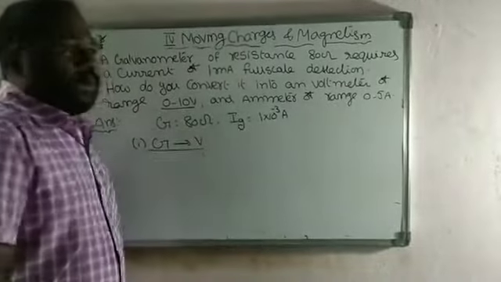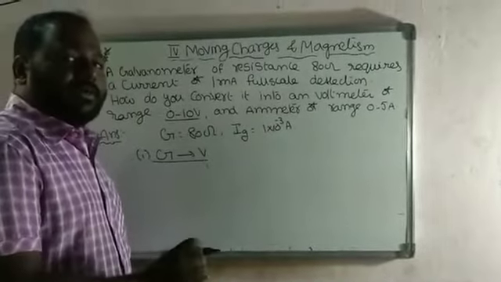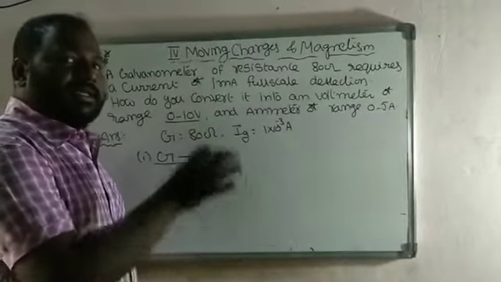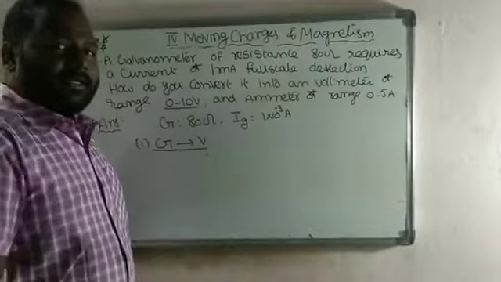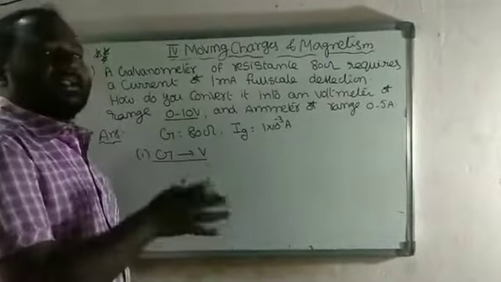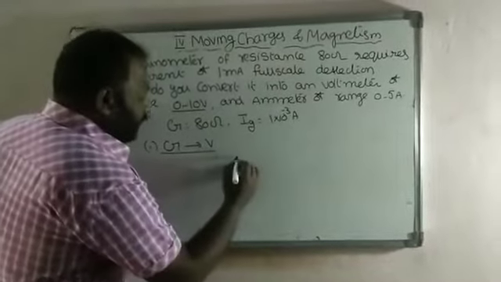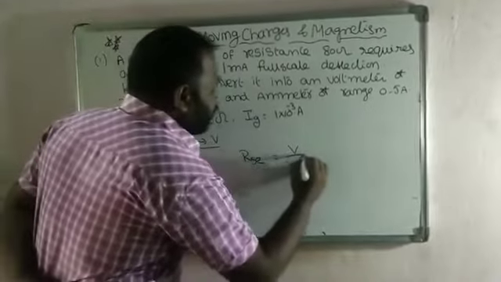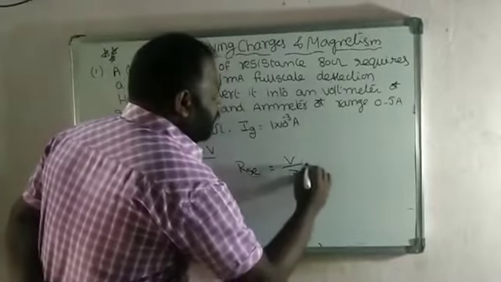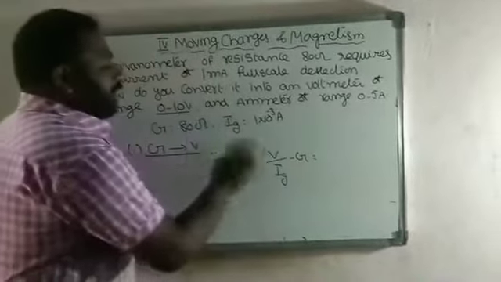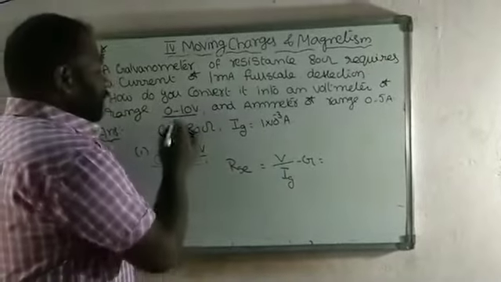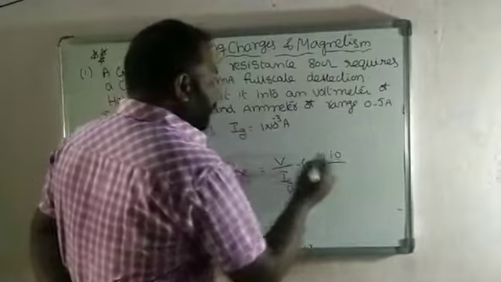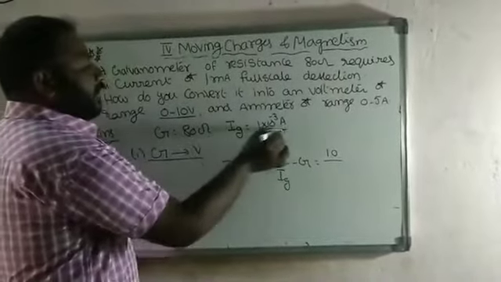I already told you how to convert the galvanometer into a voltmeter. A high resistance is connected in series to the galvanometer, then it can act as the voltmeter. So we are going to calculate that high resistance. Here that high resistance is RSE, equal to V by Ig minus G. Here V is the range of the voltmeter. What is the range of voltmeter? 10 volts. 10 divided by the full-scale deflection of the galvanometer.